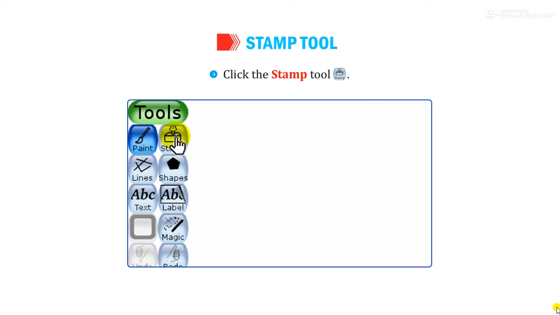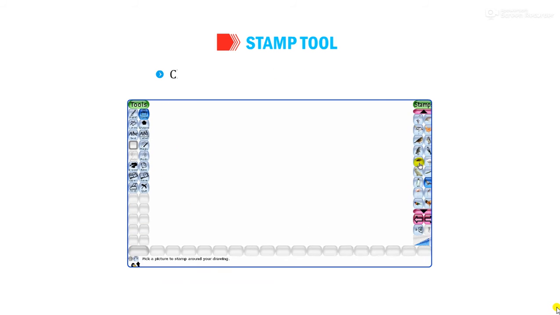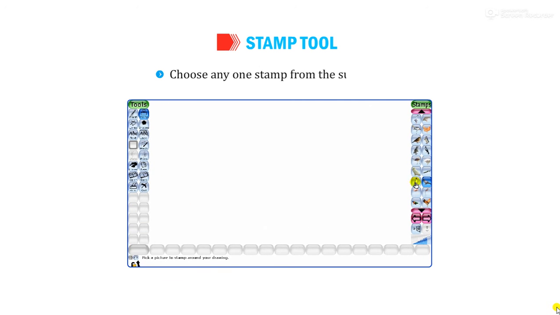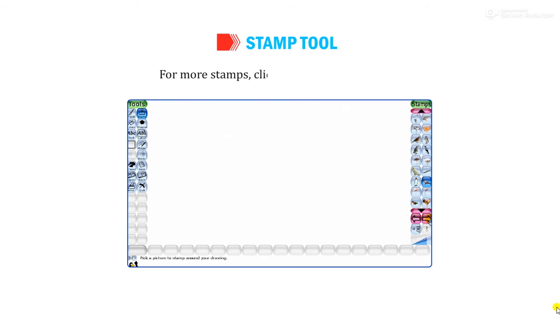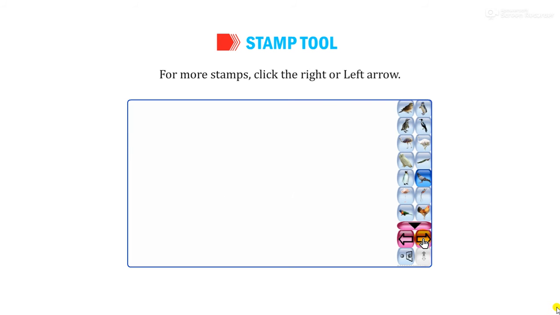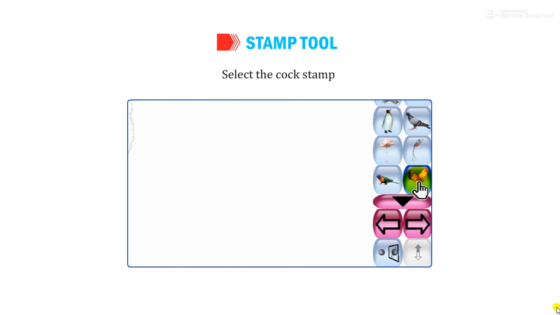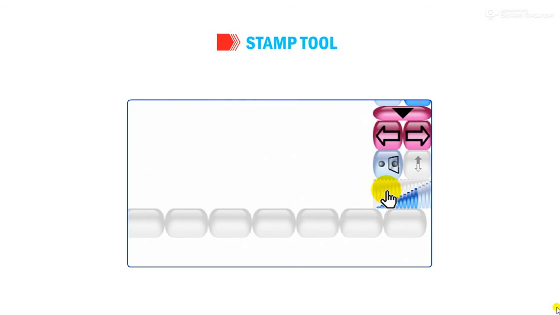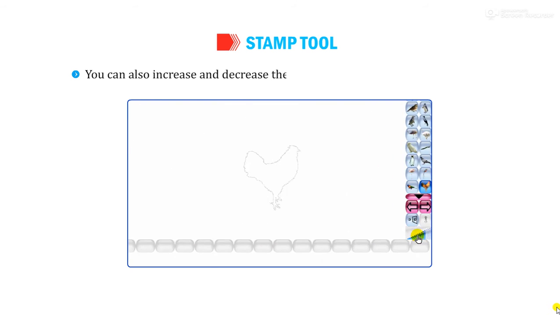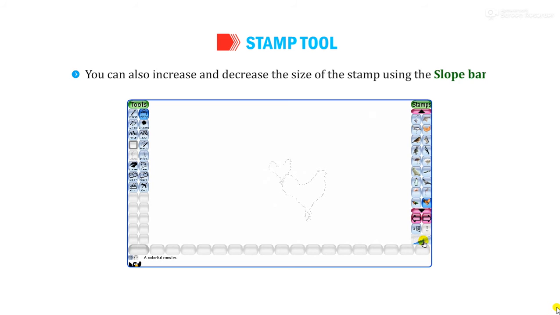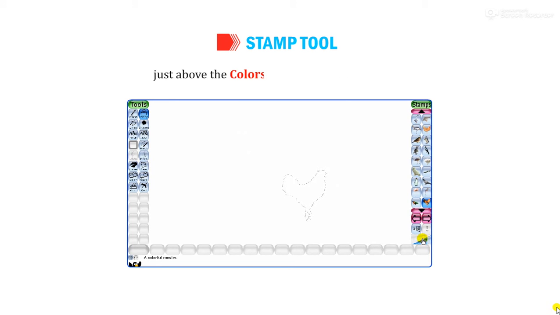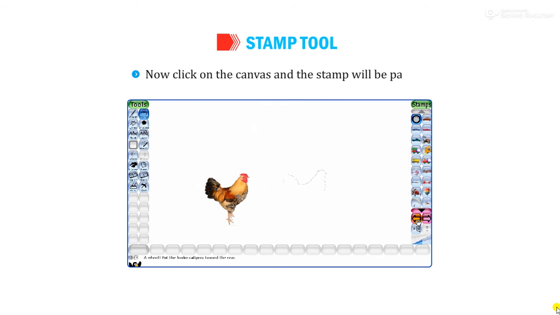Click the stamp tool. Choose any one stamp from the sub toolbox. For more stamps, click the right or left arrow. Select the cock stamp. You can also increase and decrease the size of the stamp using the slope bar just above the colors palette in the sub toolbox. Now click on the canvas and the stamp will be pasted.